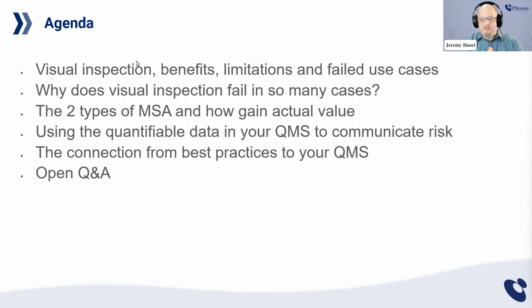First of all, we're going to look at visual inspection, benefits, limitations, and then our favorite thing, the failed use cases, right? These are horror stories from the field. Then we're going to talk about why visual inspection fails in so many cases. Then we're going to look at two types of measurement systems analysis that I use on almost a daily basis when I consult with organizations.